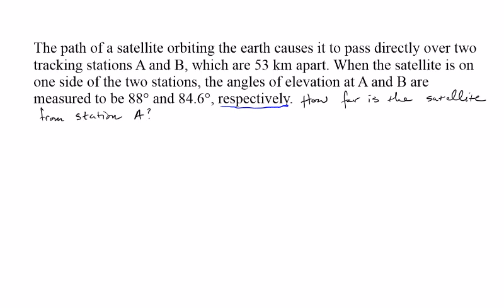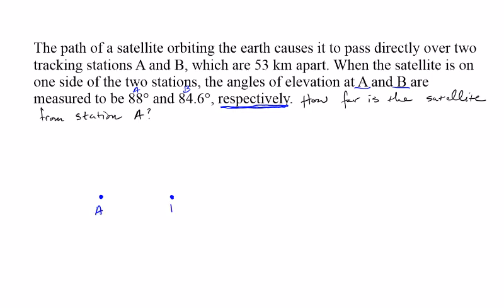Okay, so first you got to focus in on this respectively part. Respectively means kind of in the same order. So they first said angles of elevation at A and then B, and so that means this is for A and this is for B, respectively. So let's get a picture drawn. So we've got the satellite orbiting the Earth. All right, I'm actually going to draw the stations first. Here's A and here's B.